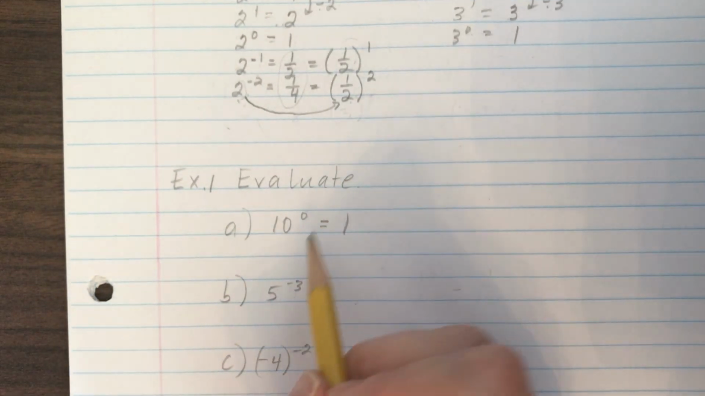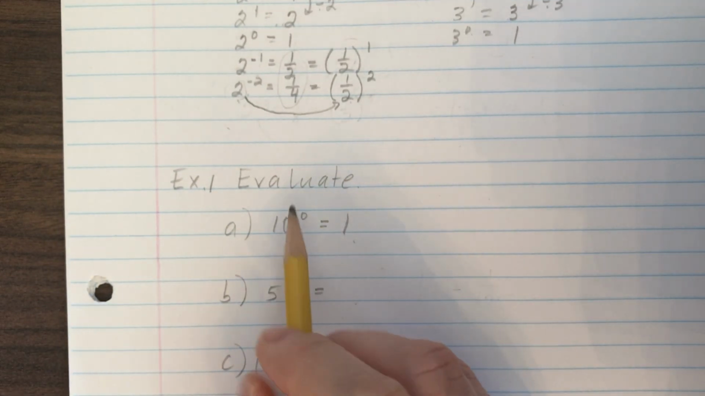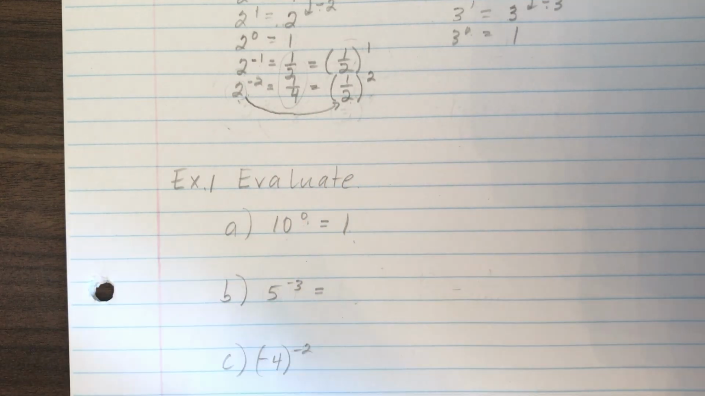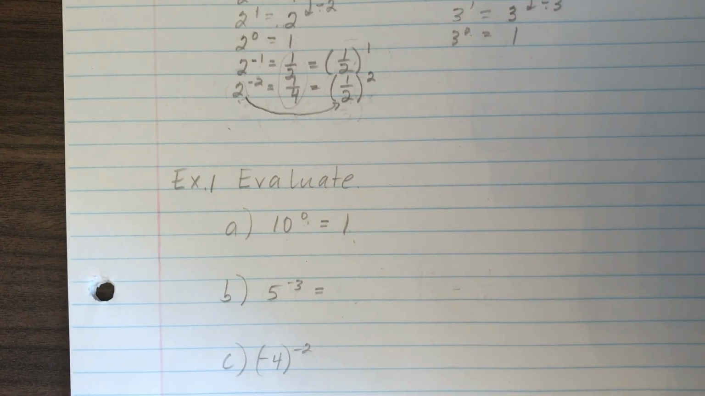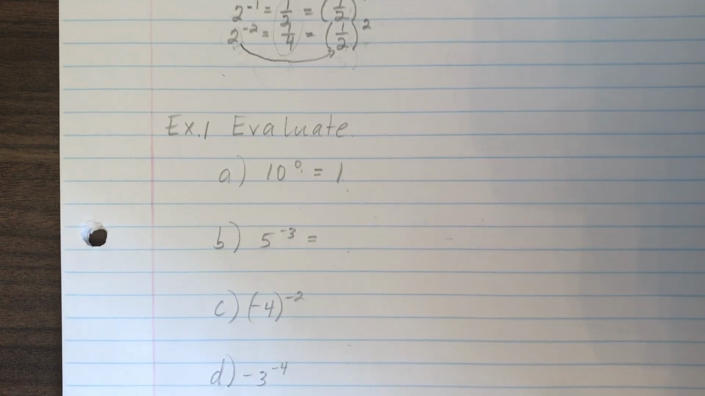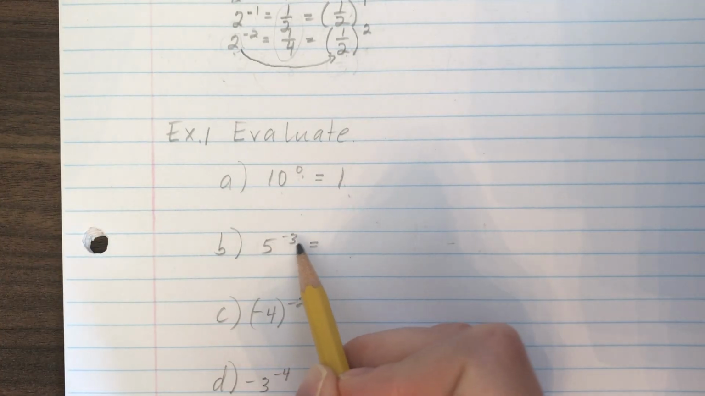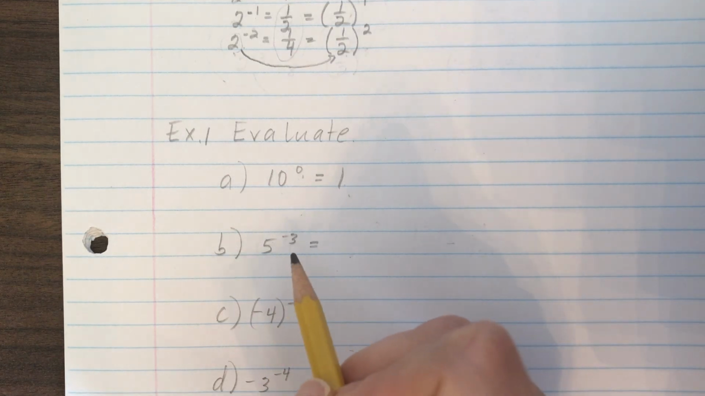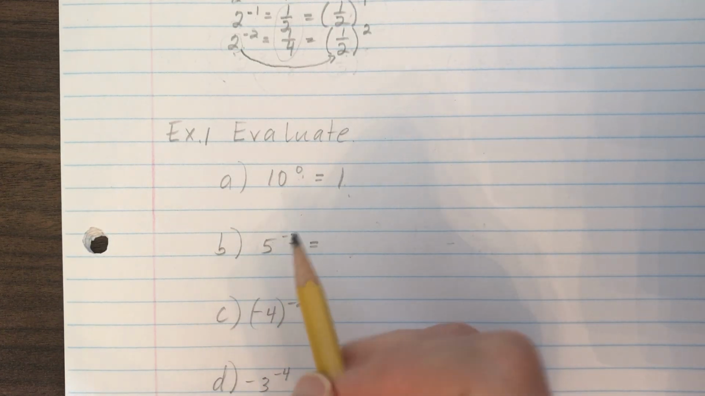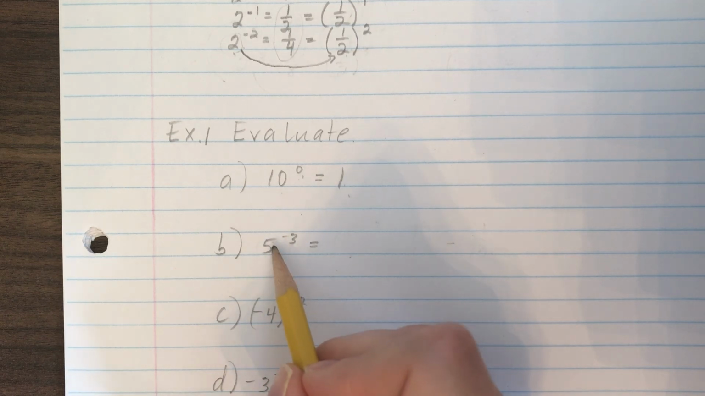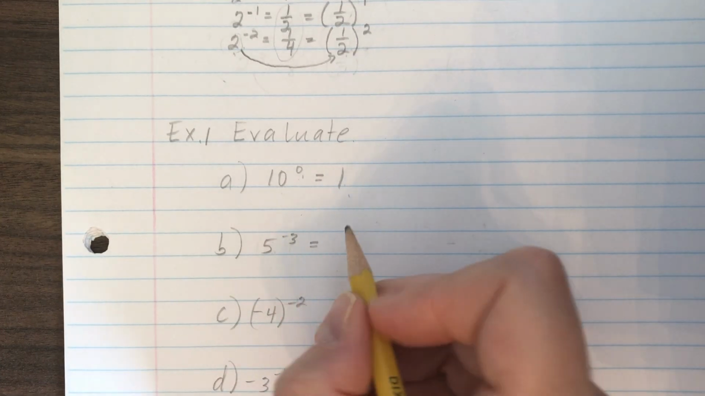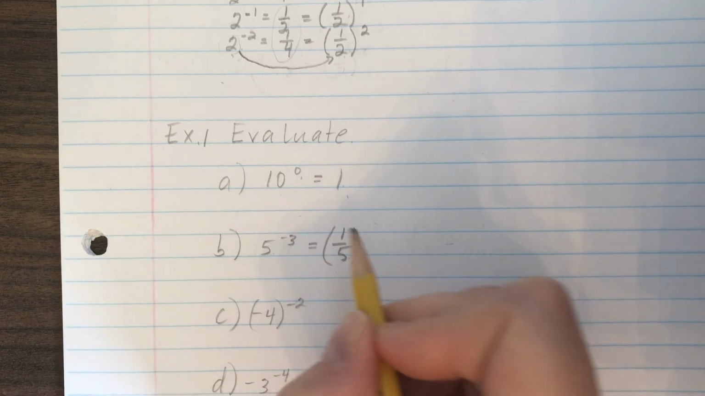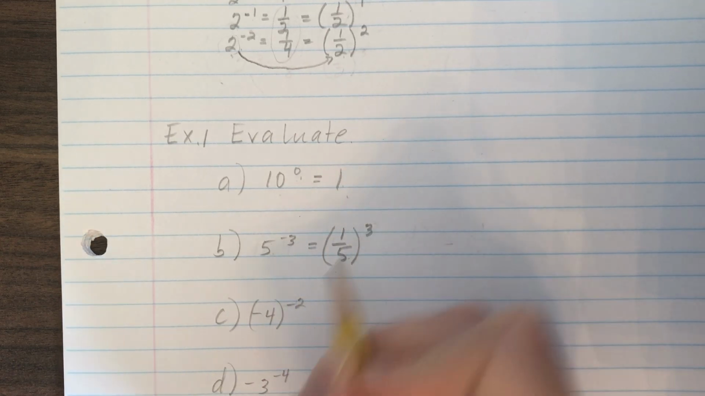Example 1 says evaluate. And this one is already done because 10 to the exponent 0, that's really easy. It's equal to 1. Any number raised to the exponent 0 is 1. The next one, 5 to the exponent negative 3. So if we are going to evaluate this without our calculator, we need to first rewrite it using positive exponents. So to do that, we take the reciprocal of the base, and the reciprocal of 5 is 1/5, and then change the exponent from a negative 3 to a positive 3.